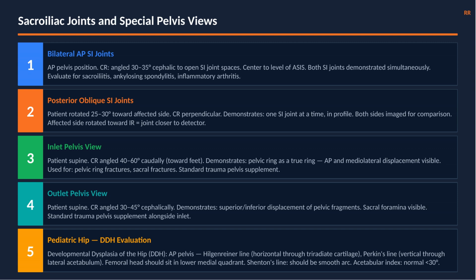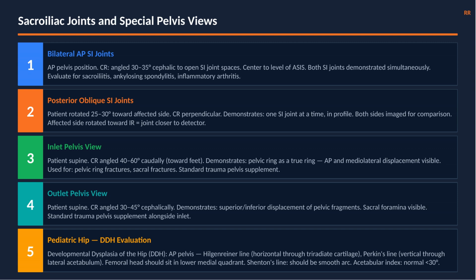Inlet pelvis. Patient supine. CR angled 40 to 60 degrees caudally toward the feet. Demonstrates the pelvic ring as a true ring. Shows AP and mediolateral displacement of fracture fragments. Used for pelvic ring fractures and sacral fractures.